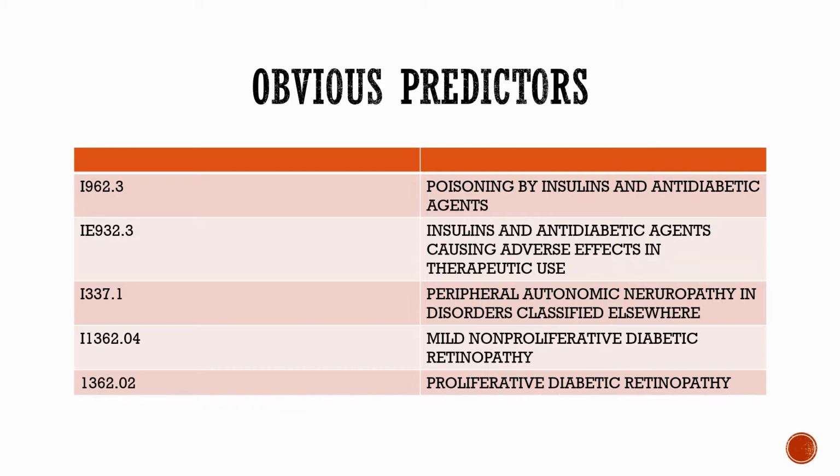Obvious predictors of diabetes would be any ICD-9 code that has the word insulin in it. More than likely, if the patient needs insulin or is taking insulin, they have diabetes. Another giveaway would be the term diabetic. That's also diabetes. And another giveaway would be peripheral neuropathy. More than likely, if a patient is suffering from that, they have diabetes.